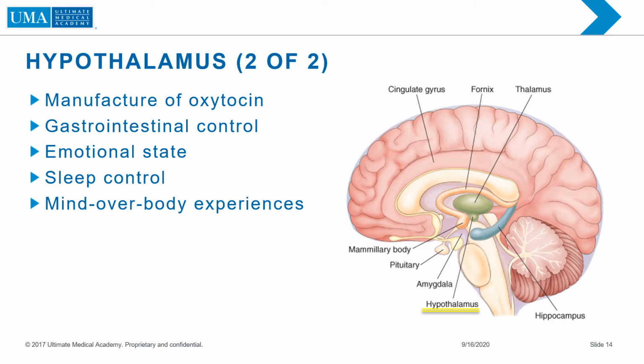Yes, the hypothalamus does even more. It manufactures oxytocin. This contracts the uterus during labor. It has gastrointestinal control, which increases intestinal peristalsis and secretion from the intestinal glands. It controls your emotional state, plays a role in the display of emotions such as fear and pleasure. It also controls sleep, helps keep us awake when necessary.